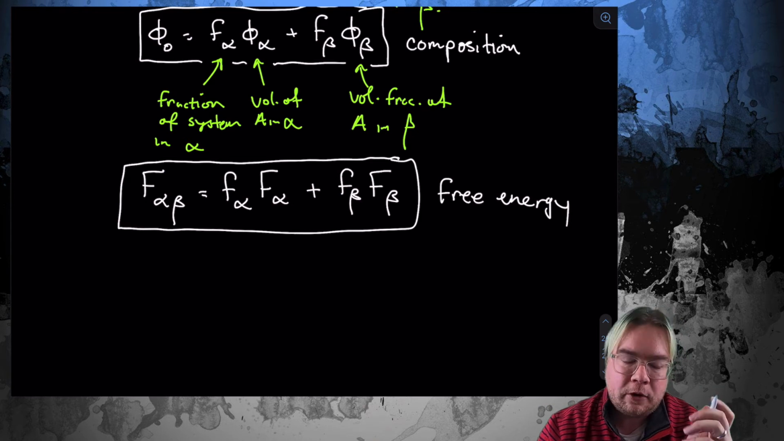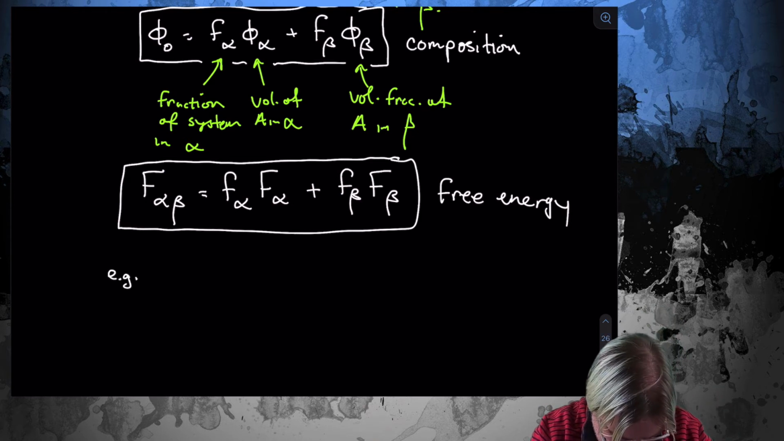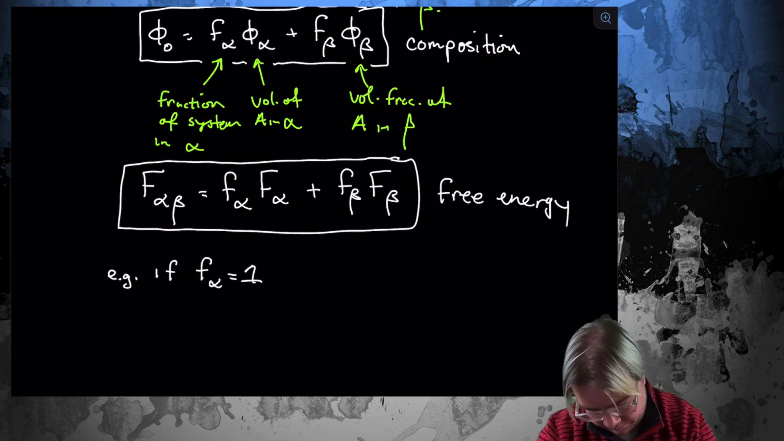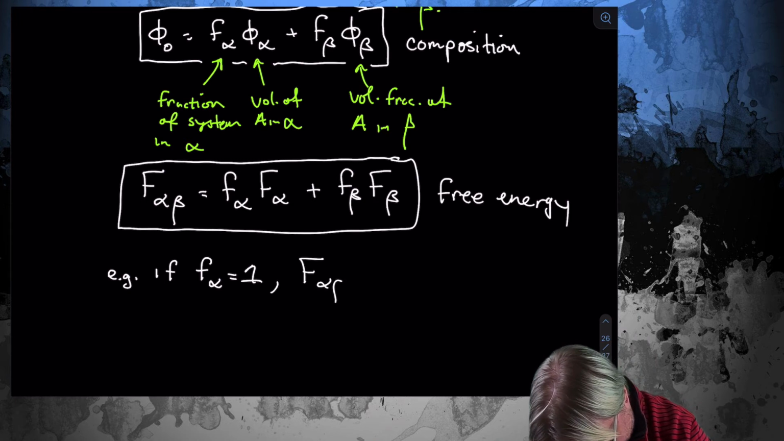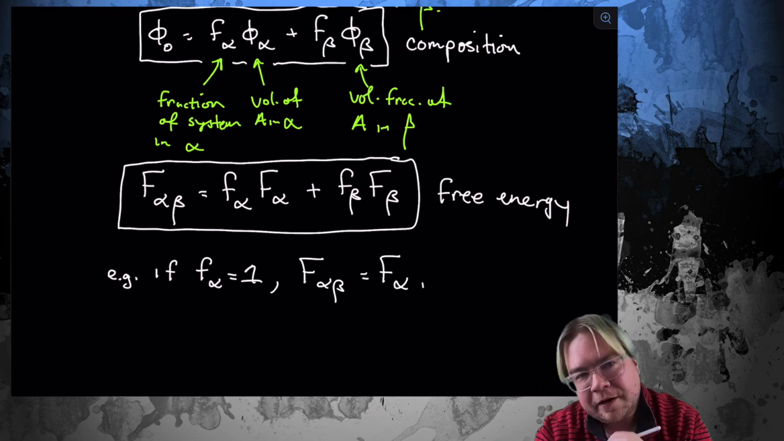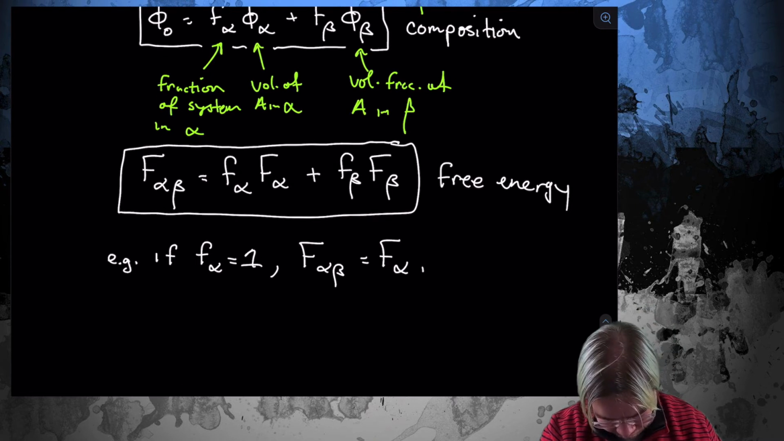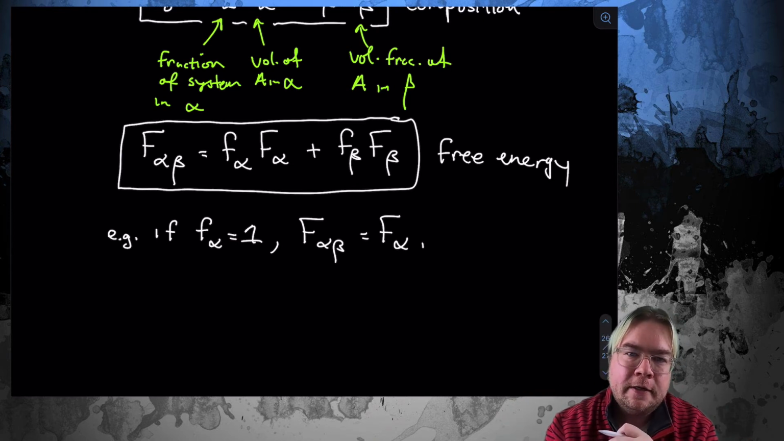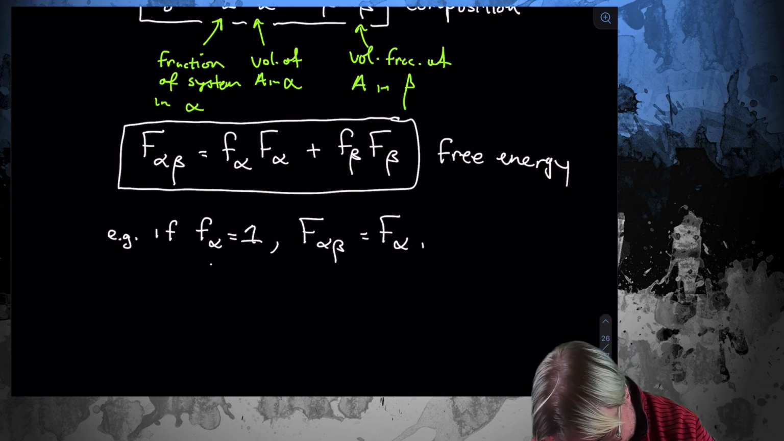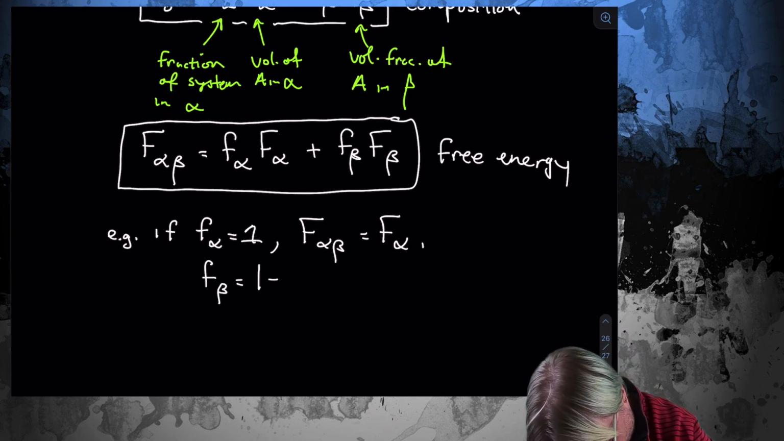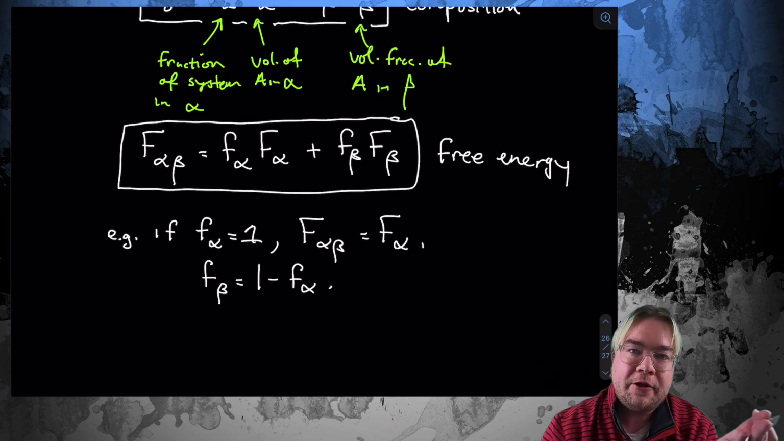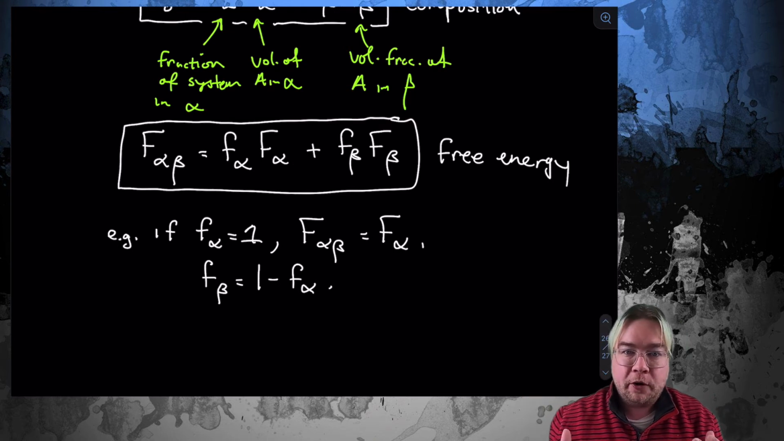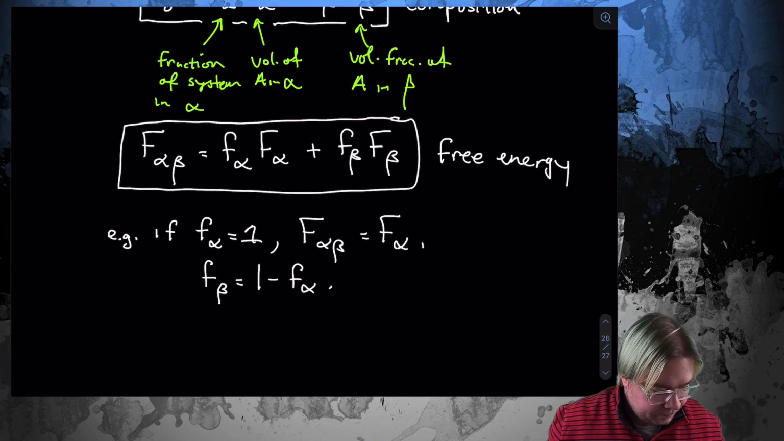So take an example. If all of the system was in the alpha phase, then what would the free energy of the system be? The free energy of the system would just be the free energy of the alpha phase. And the same thing for B, okay? So what we're trying to do is figure out what are little f alpha and little f beta so that we can figure out what the free energy of the system is. And little f beta will be 1 minus little f alpha, because the sum of those fractions has to be equal to 1. You're either in the alpha phase, you're in the beta phase, or you're in both, but that's all you can be. So how do we calculate that?